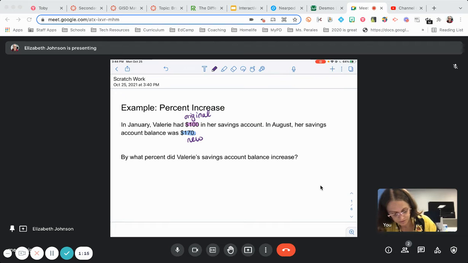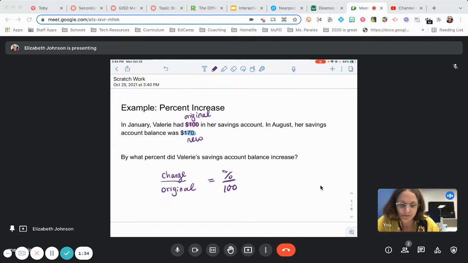So here's what we're going to do. We're going to find the change in her balance, and we're going to write that over her original amount. And then we're going to use a proportion to find what percentage that is. So that's going to be a percent, which is really just a ratio out of 100, right? So this is sort of the proportion that we're going to use whenever we're doing percent of change, which could be an increase or a decrease. We're going to have the change divided by the original amount equals the percent divided by 100. So once again, we're using proportions.